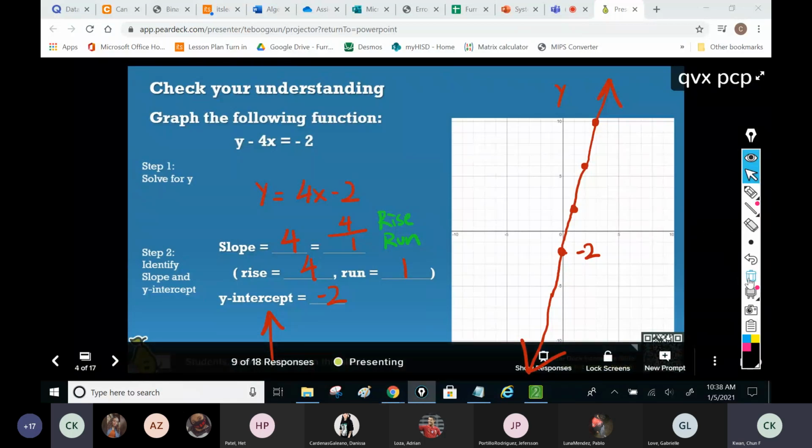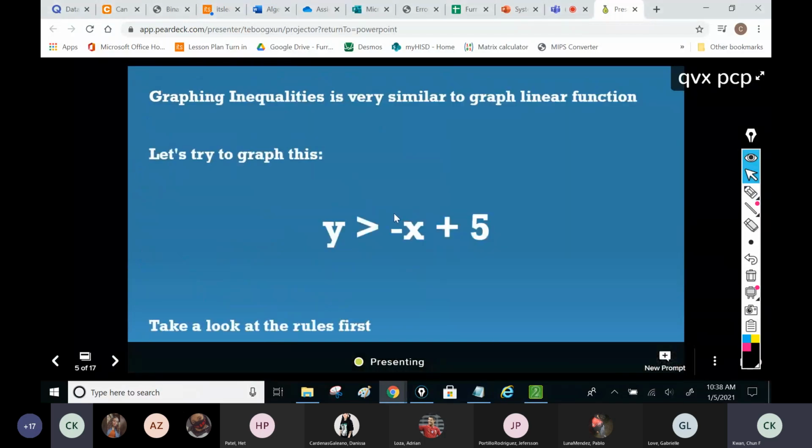All right, so hopefully you guys understand how to do these because the next part is going to be a lot easier if you understand how to do these. All right, now I want to talk about graphing inequalities. Graphing inequalities is very similar to graphing linear functions. It's pretty much the same thing that we just did. So we're going to try to graph this: y is greater than -x plus 5. But before we graph inequalities, let's take a look at the rules. There are certain rules that we have to follow.